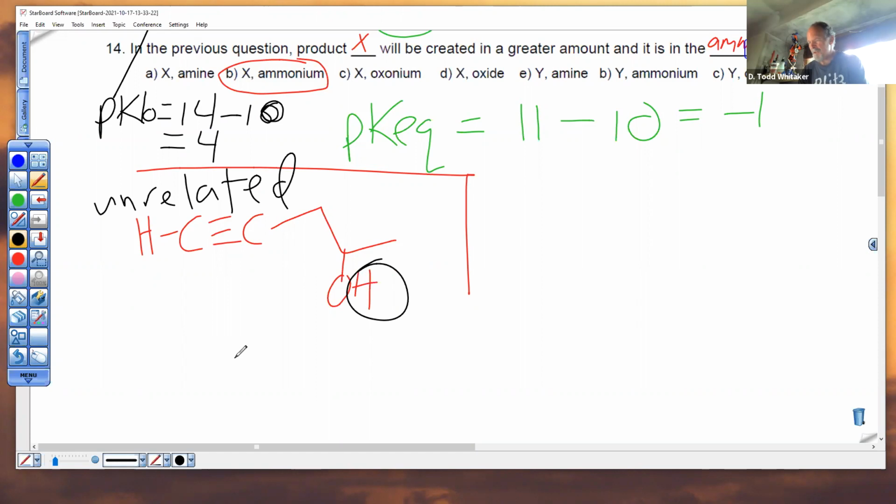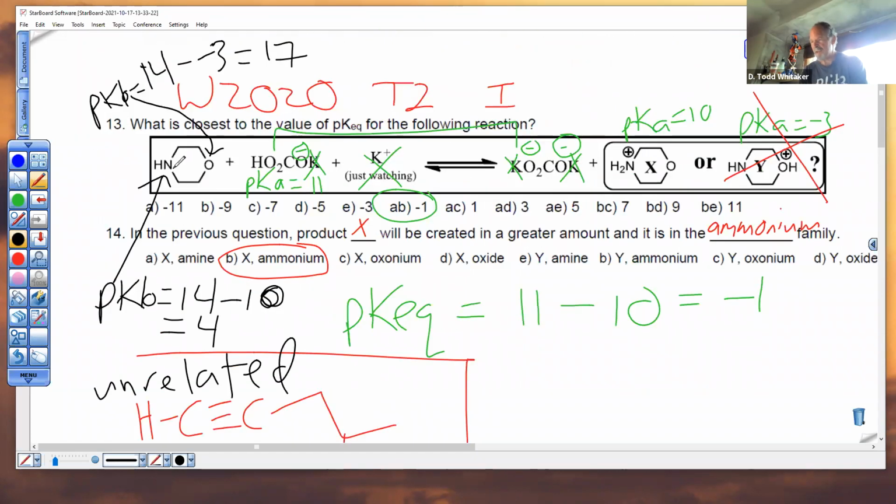Well, this is the same but flipped. This is not an acid in this question. It's a base. How do I know? Because this is an acid of this. So this better be a base. And then it's the exact same thing as you were talking about. Given a choice of 2 bases, which one do you pick? Lower pKb.